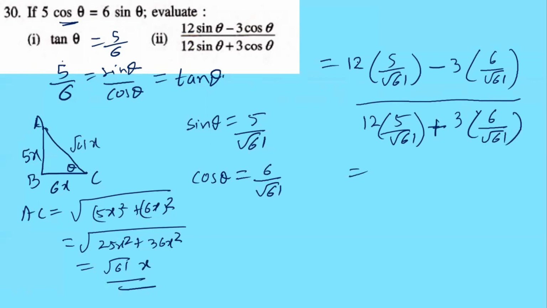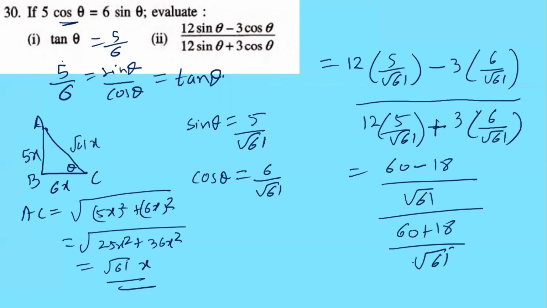So which we get as 5 12s are 60 minus 6 3s are 18 upon root 61. Denominator we get 60 plus 18 upon root 61. This root 61 got cancelled. 60 minus 18 is 42 and 60 plus 18 is 78. Both are divisible by 6. So we get 6 sevens are 42 and 6 13s are 78. So this is how we got this as 7 upon 13.